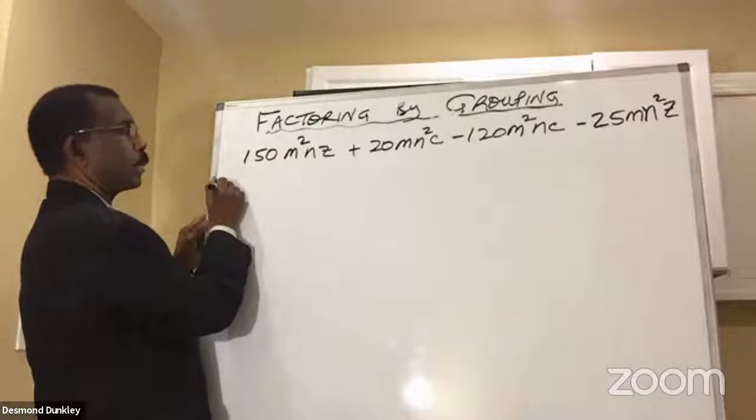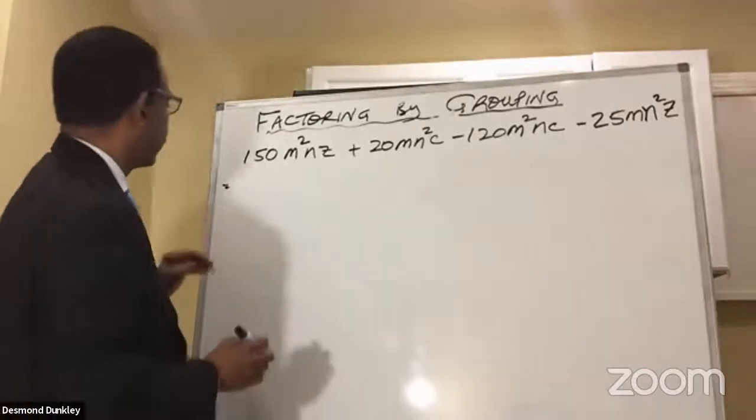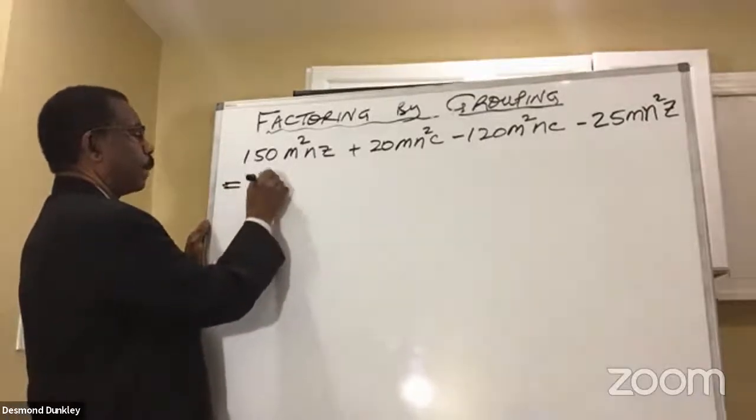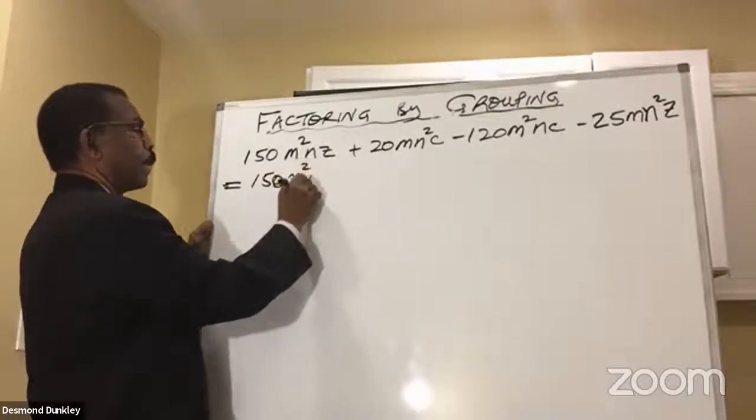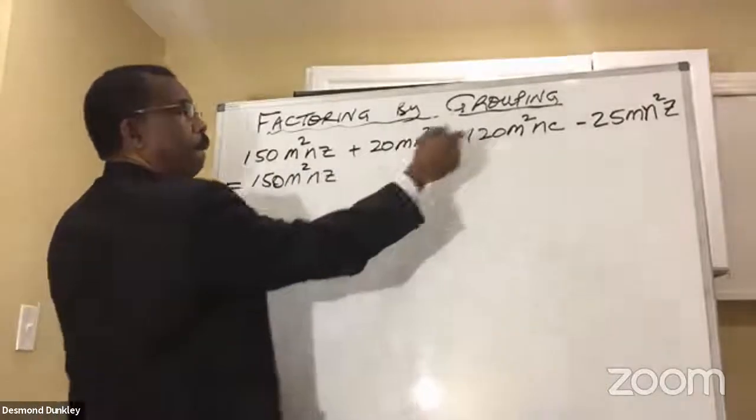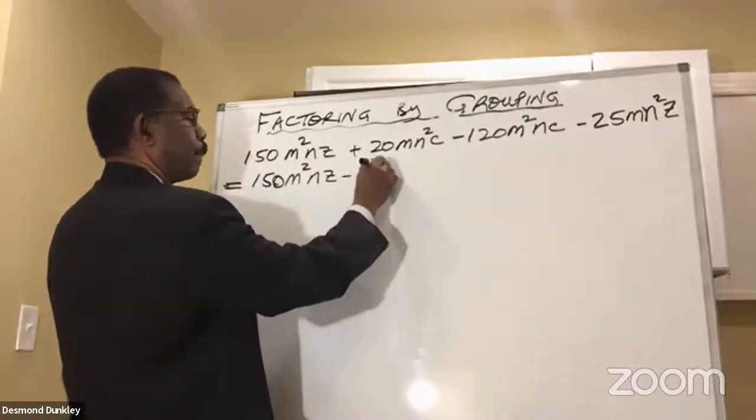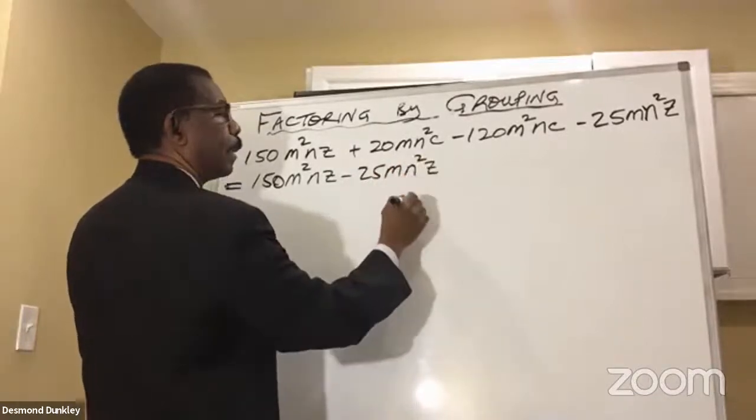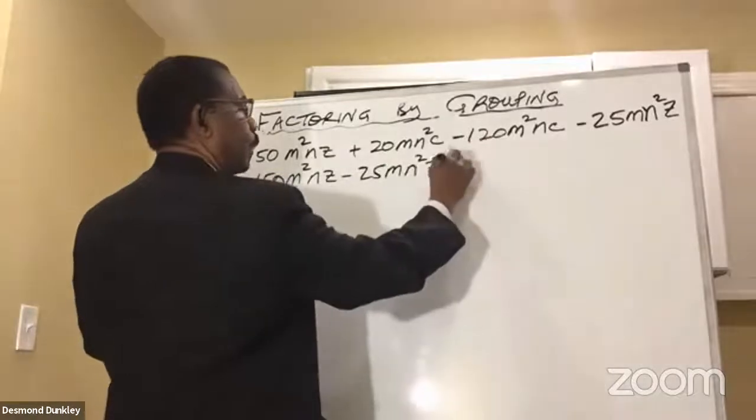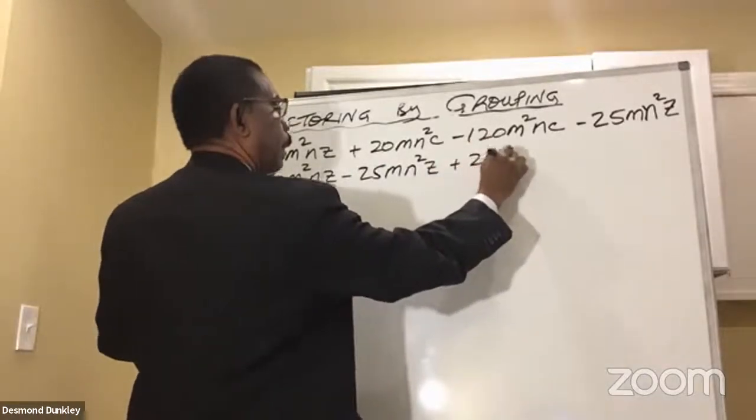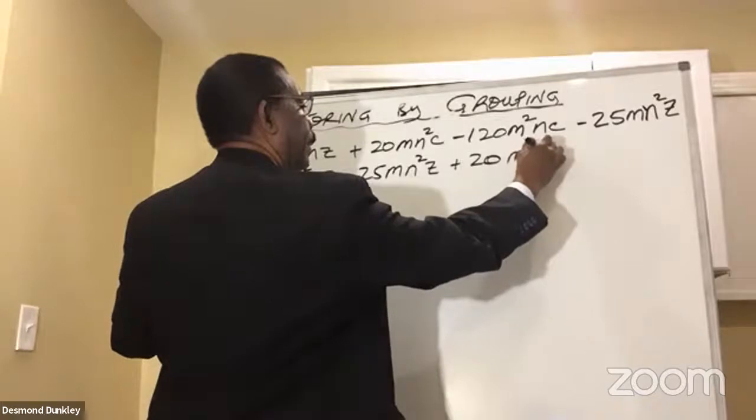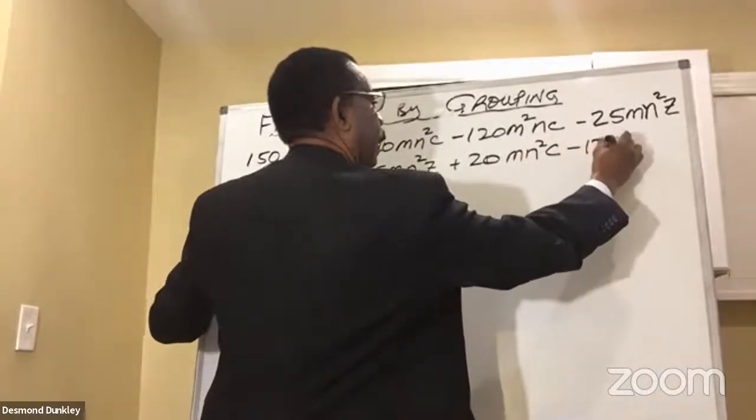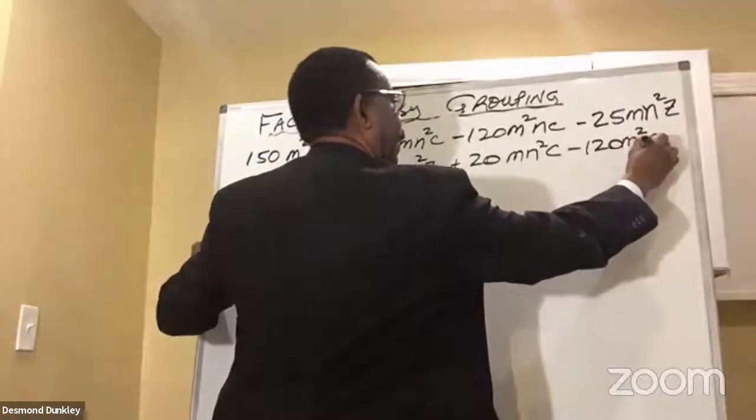So let's move them around a little bit. So this is equal to 150 m squared nz minus 25 mn squared z, and now I'm going to write these two, plus 20 mn squared c minus 120 m squared nc.